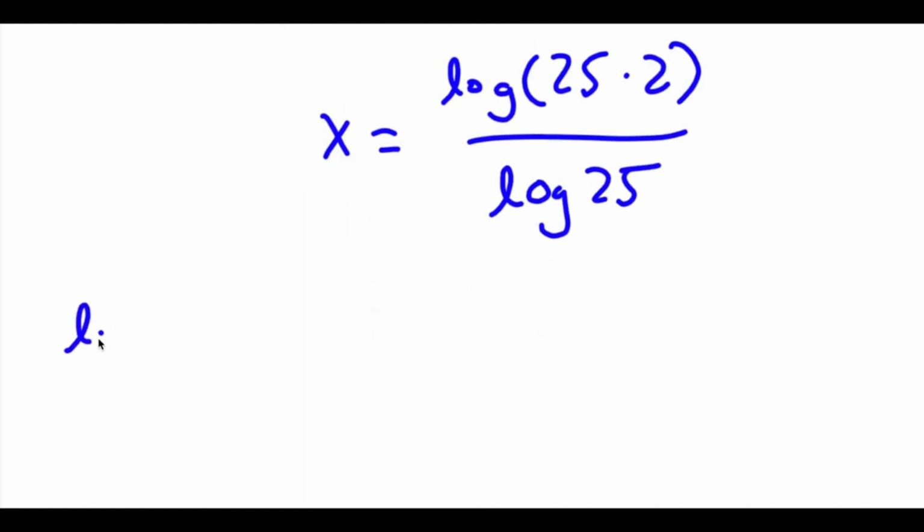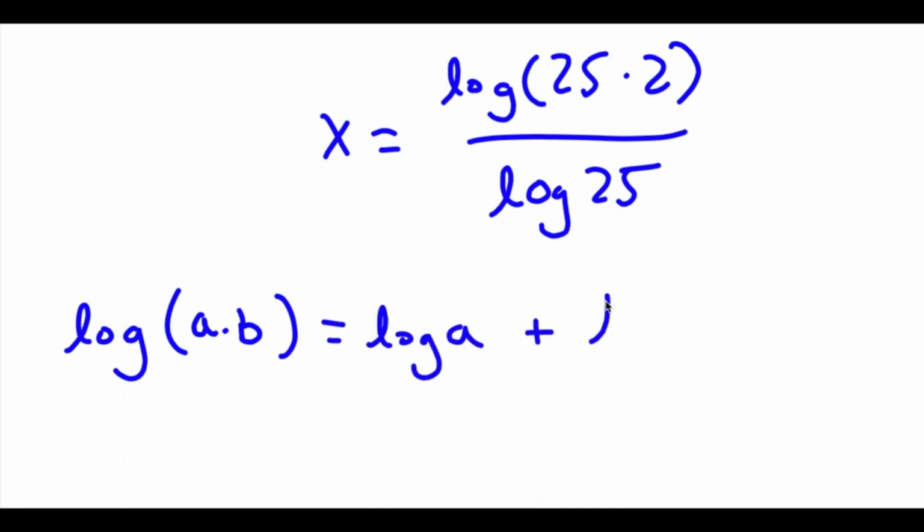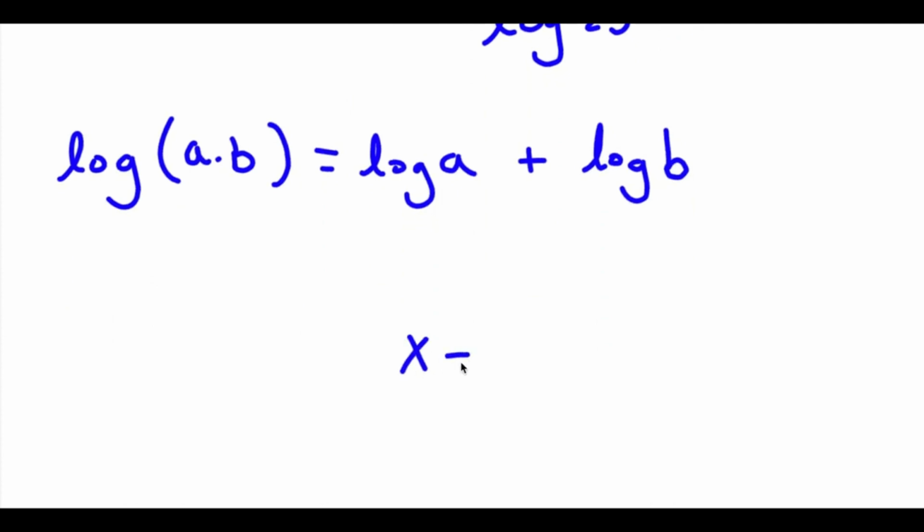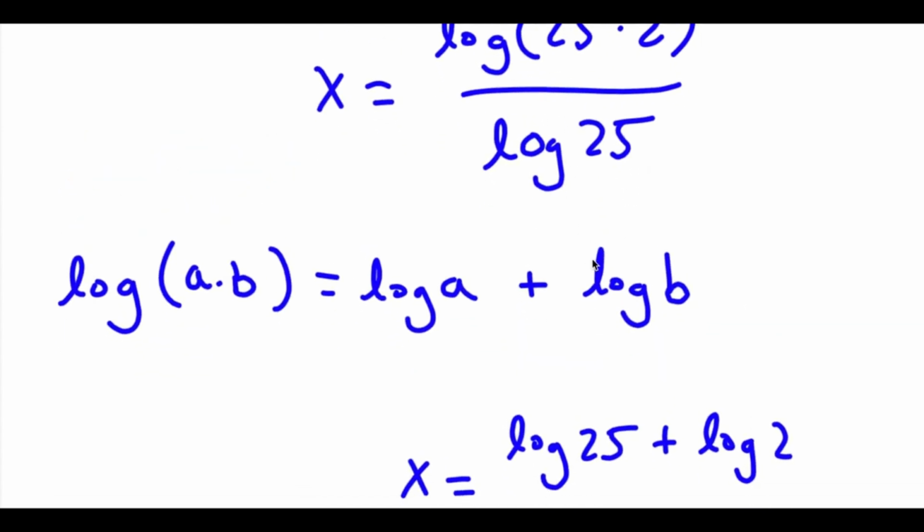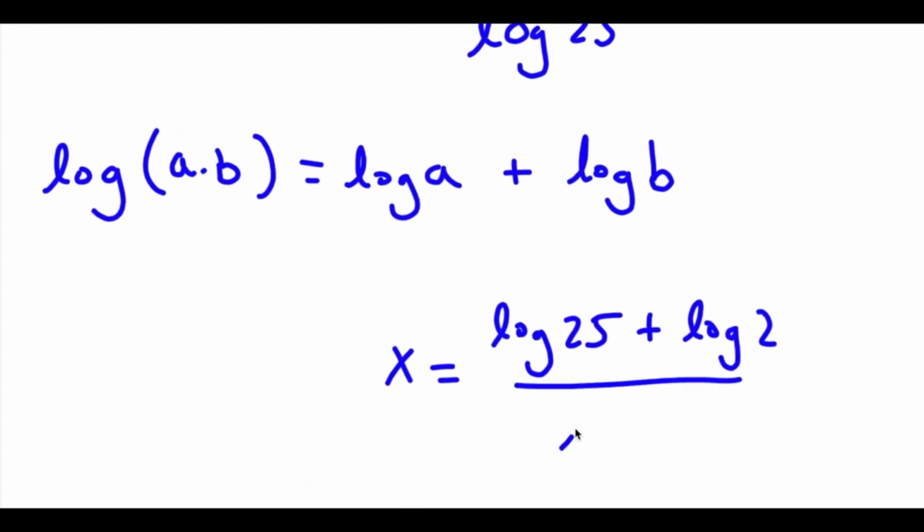Now if I have something in the form log a times b, this is equal to log a plus log b. So now if I have something in the form log 25 times 2, this is equal to log 25 plus log 2. And now I have this over log 25.